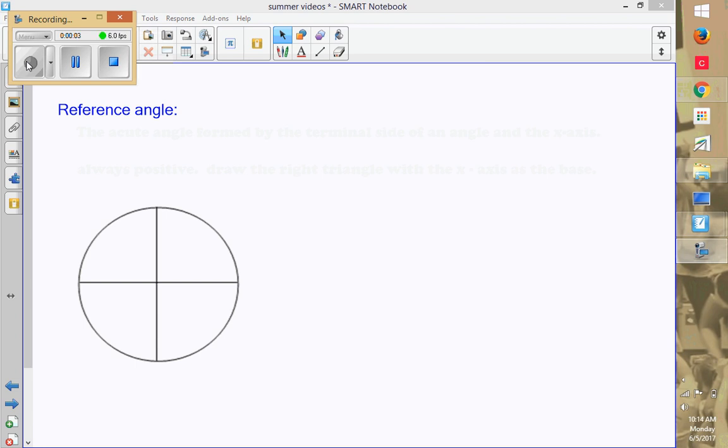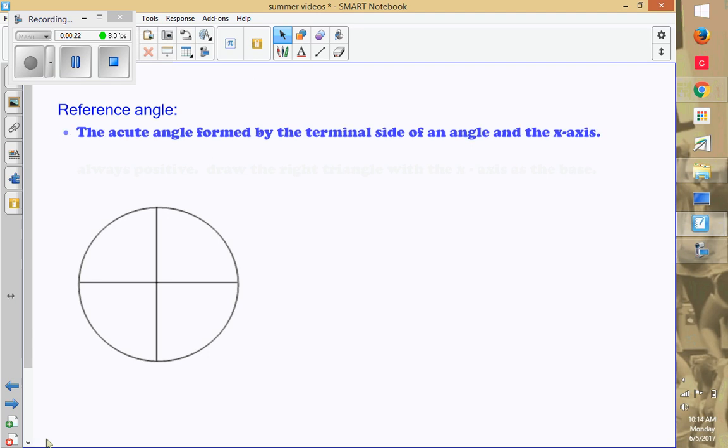One of the very, very important things that we are going to learn with trig that will help us with lots of stuff as we move down the road is what a reference angle is and how they can be helpful. So a reference angle is the acute angle formed by the terminal side of an angle and the x-axis.